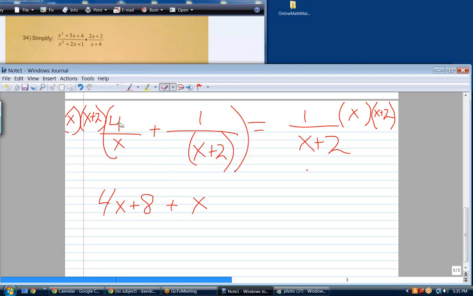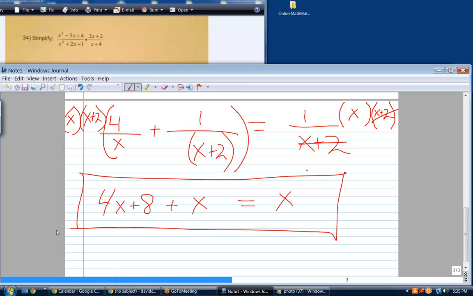So I multiplied this by this and got 4x plus 8. Now I'm going to multiply this by this over here, and it just leaves x. And then when I do the right side of the equation, this cancels, that cancels, and I have just x over there. So there's what I have left, and that is so much easier to solve. That's why this first step is such a beautiful step, is that it allows you to clear out all the denominators at one time.